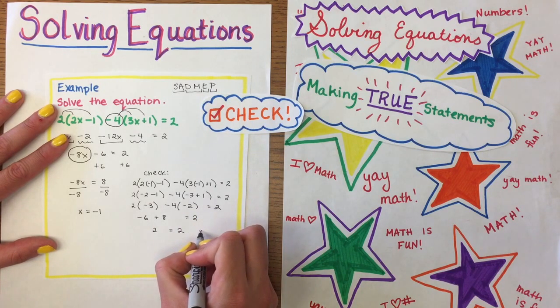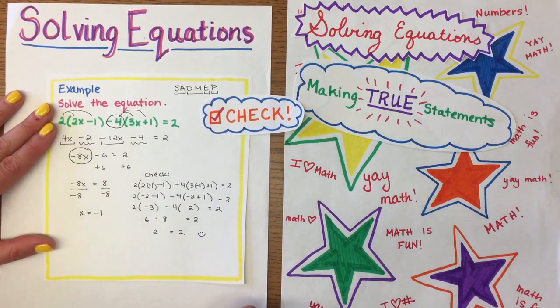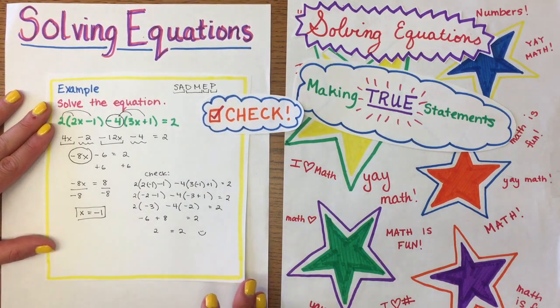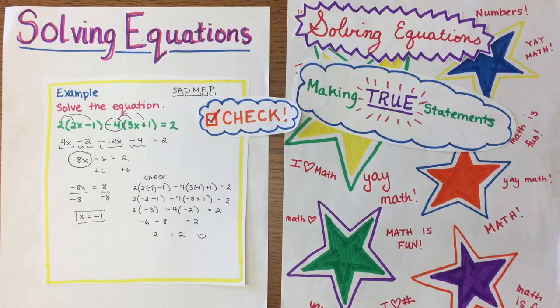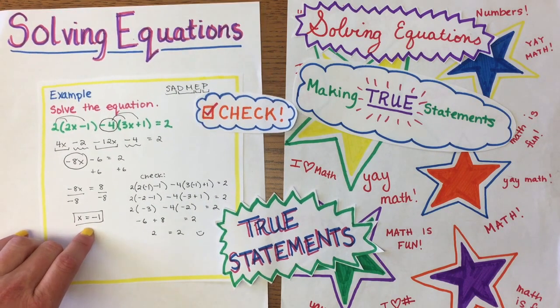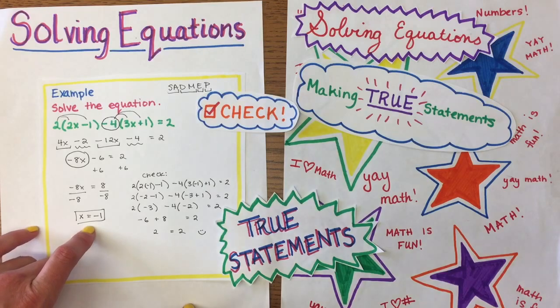2 is equal to 2 is a true statement. This checks out, so x equals negative 1 is my solution. I have made a true statement. I really want to get in the habit of checking to make sure I've made a true statement before I state what my solution is, because not every value that I solve for like this is going to end up making a true statement.